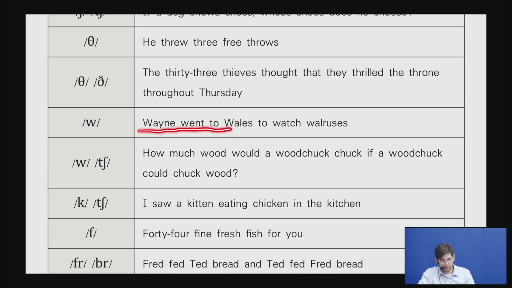Wayne went to Wales to watch walruses. That was even hard for me, as you guys heard. Let's try that again. Wayne went to Wales to watch walruses. So, even for natives, these can be hard. You hear me struggling just a little bit on that word walruses. So it really helps us get our phonetics under control.